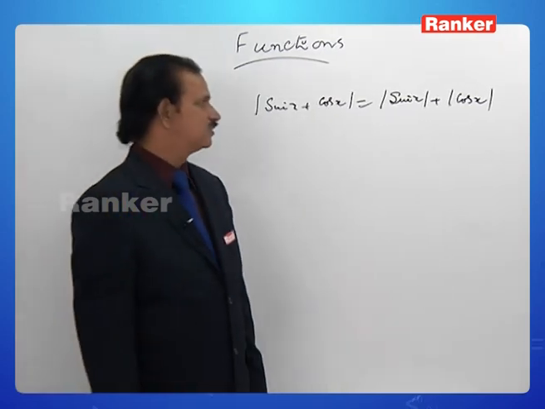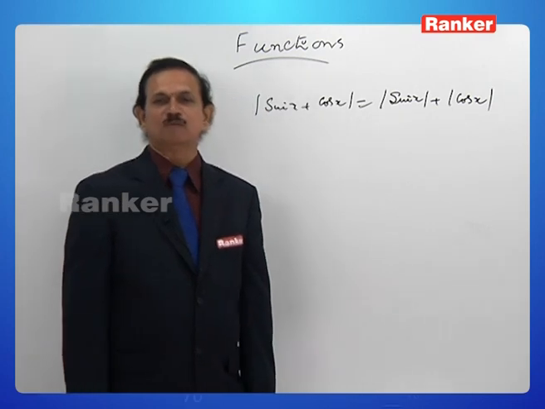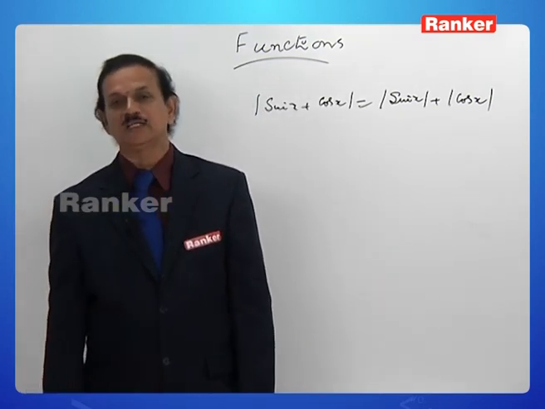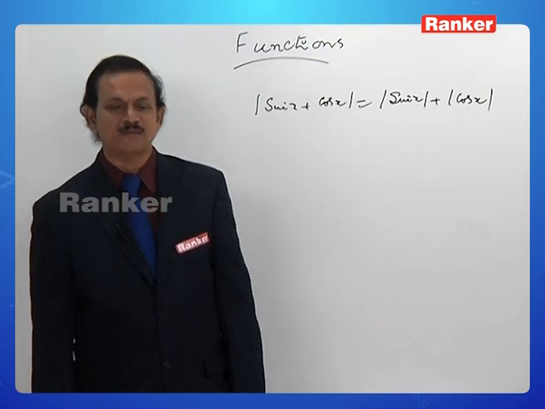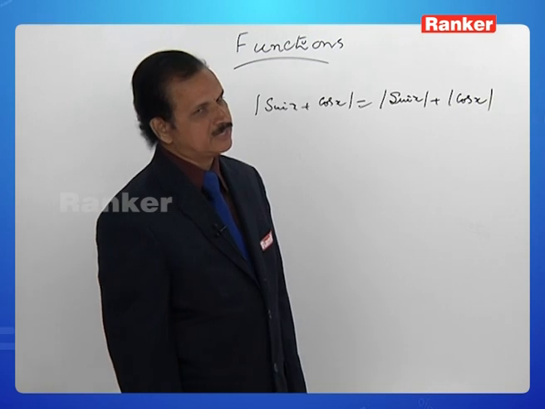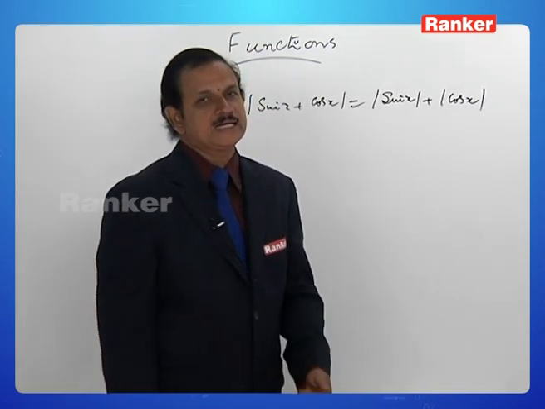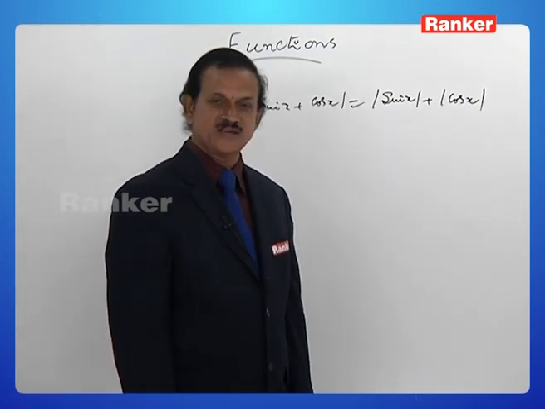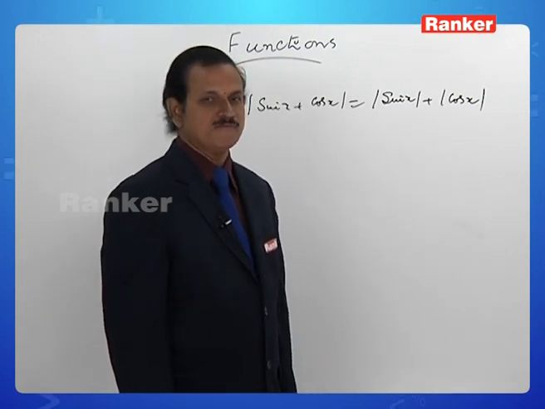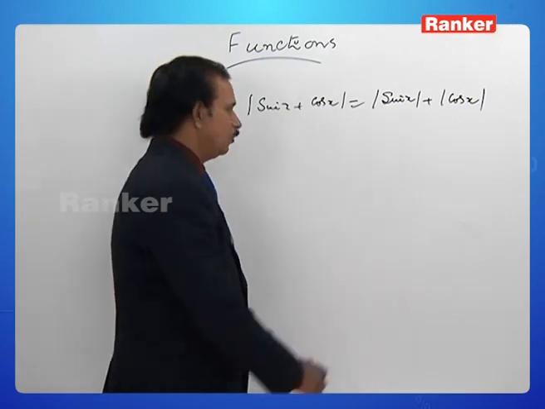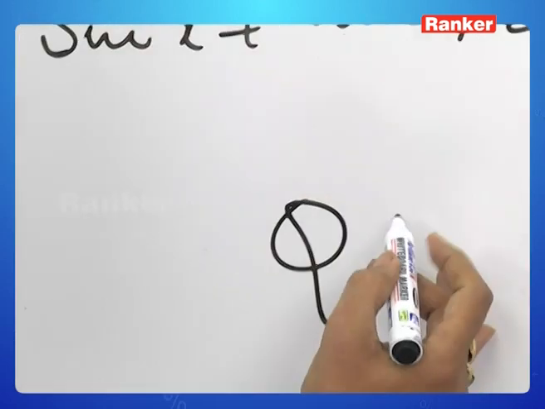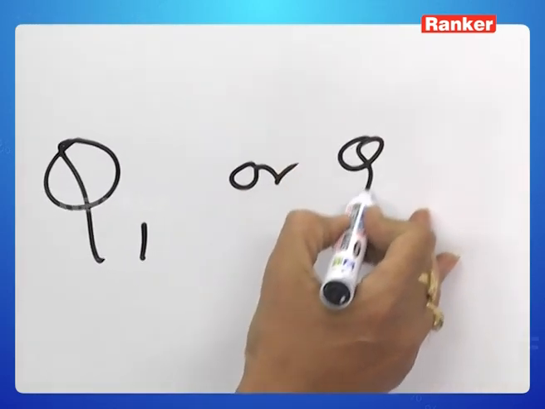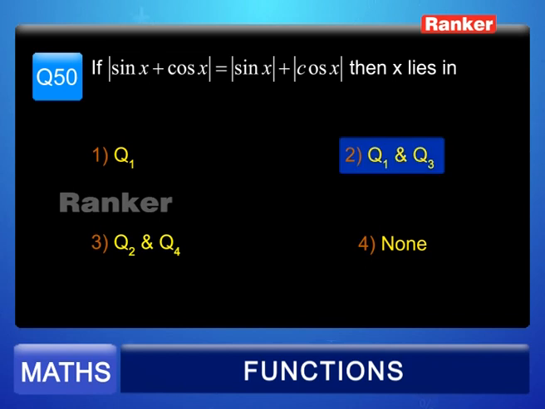So, let us see the quadrants in which both sin x and cos x happen to be of the same sign. In the first quadrant, sin x is positive, cos x is positive. In the third quadrant, sin x is negative, cos x is negative. Hence, both of them will be of the same sign. That happens when x belongs to either Q1 or Q3. The second option is the right option. It can belong to either first quadrant or third quadrant.